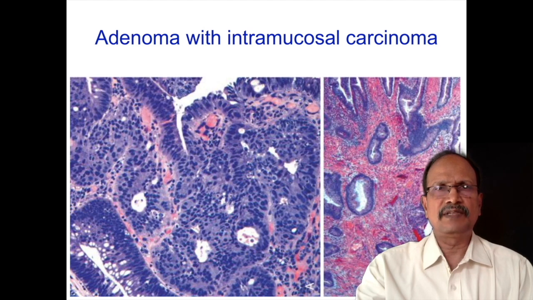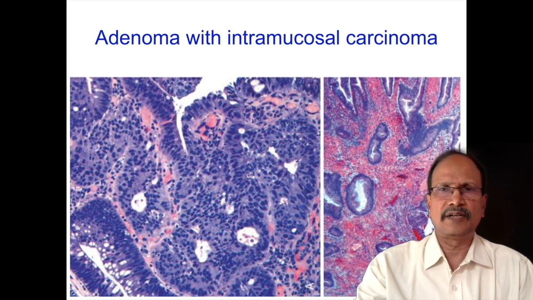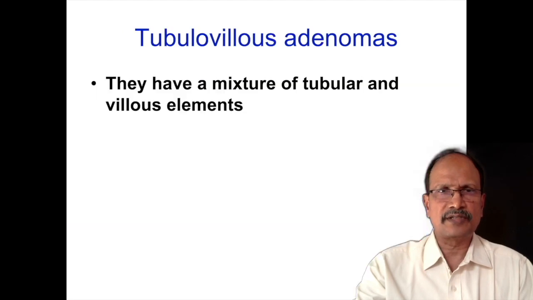Here is an adenoma with intramucosal carcinoma. You can see the adenoma showing hyperchromatic nuclei, which is equated with severe dysplasia. So it is probably the in situ variety of carcinoma.